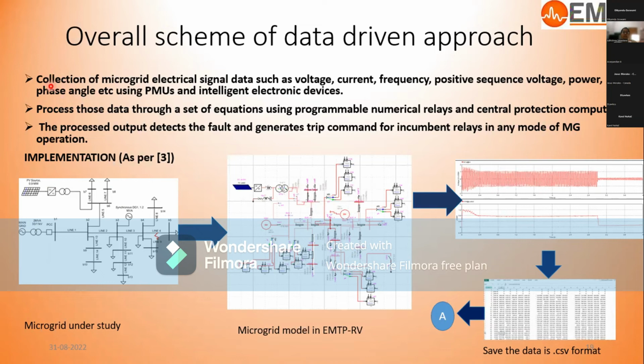The first part is to collect the electrical signals or data, that is voltage, current, frequency, whatever data we want, through the EMTP model. This is the EMTP model, and the data can be collected through the scope. The scope has a very nice feature that whatever data is there, we can directly save it in .csv format, because we want to process this data on another platform, like I have used MATLAB for that. So we can fetch this data in .csv format, and then further action can be taken.